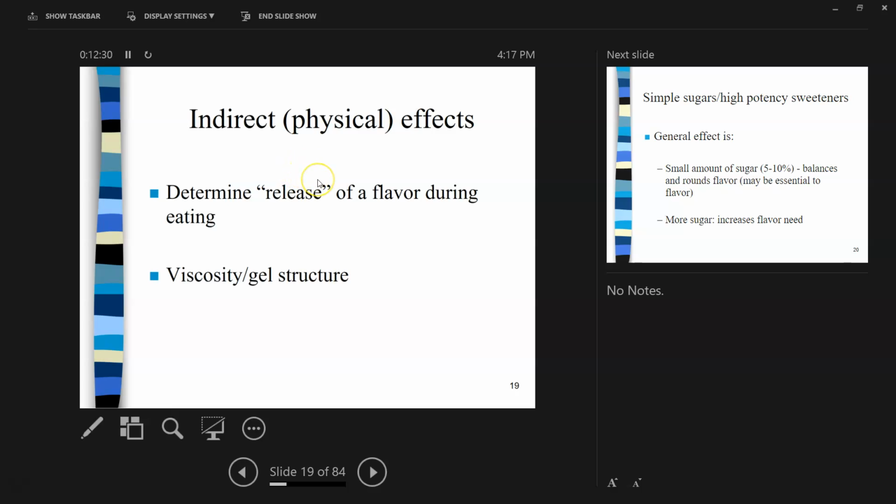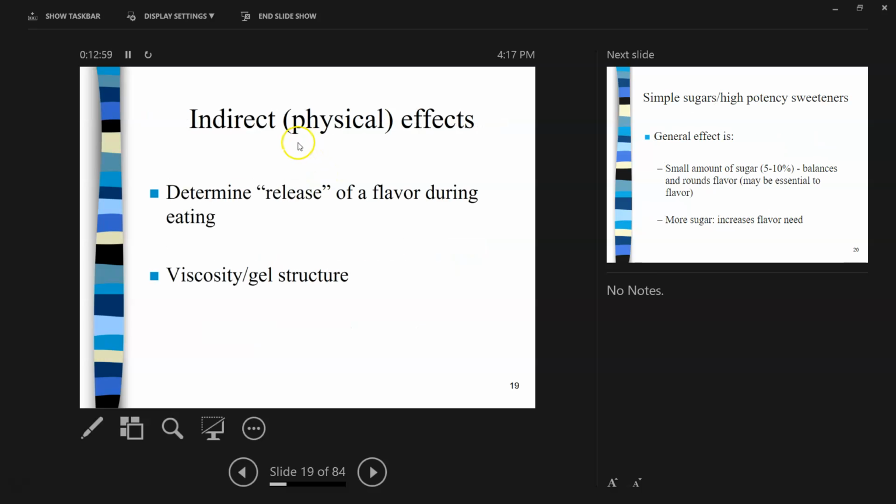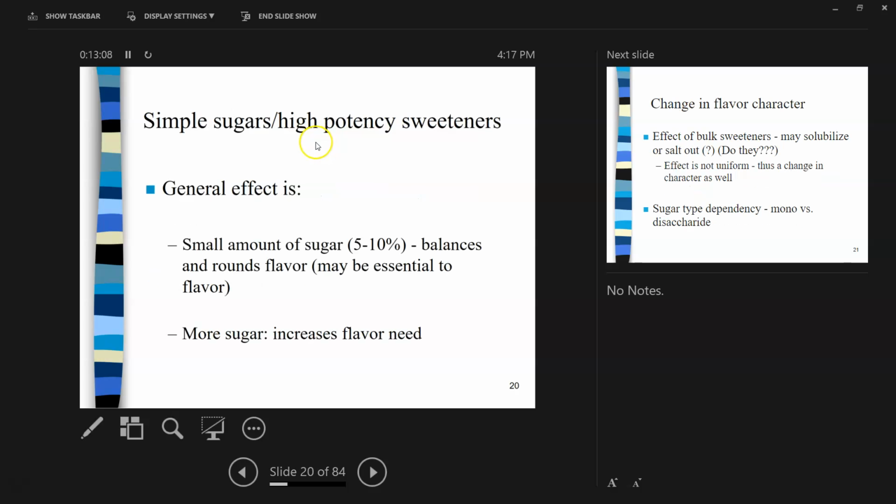When we think about the indirect, the physical barriers, we've oftentimes looked at things like viscosity, and same with gels. For a long time, actually until 1995, so 35 years or so, a lot of stock was put in the idea that gel structures and viscosity are very influential on how we perceive flavor. We're going to come to that in greater detail, so maybe let's wait with that one and come back to it.